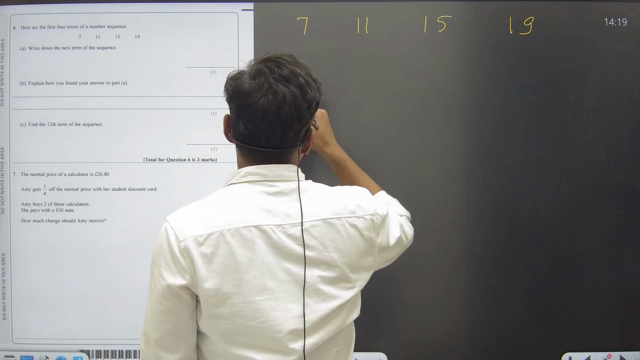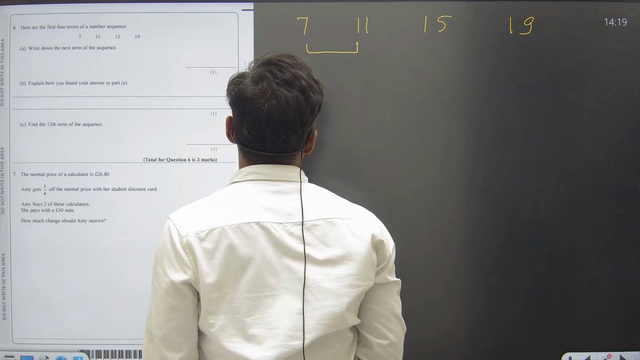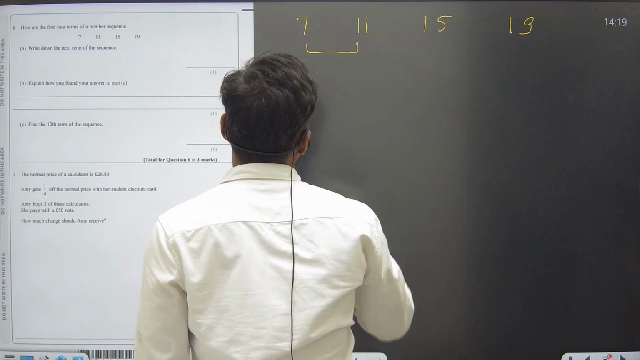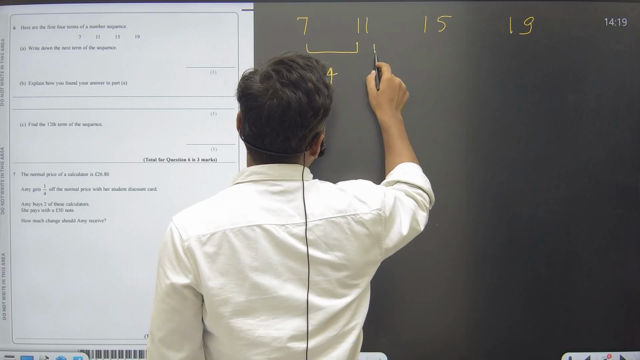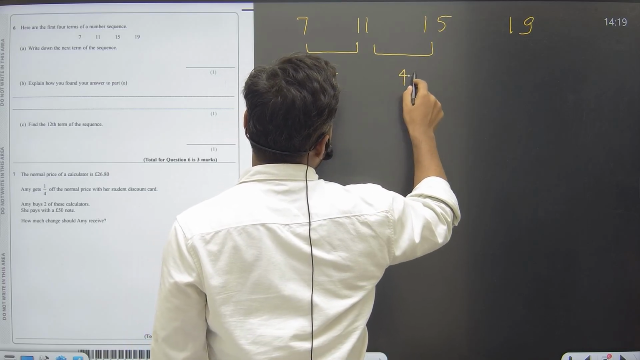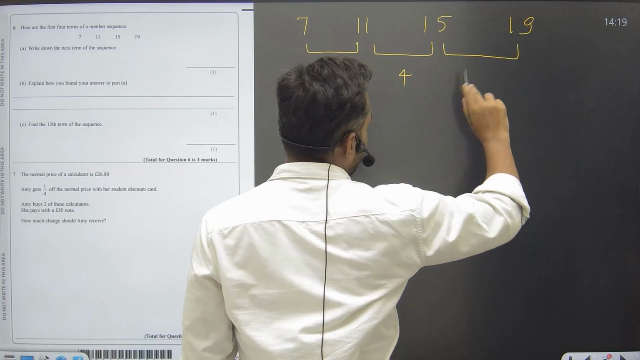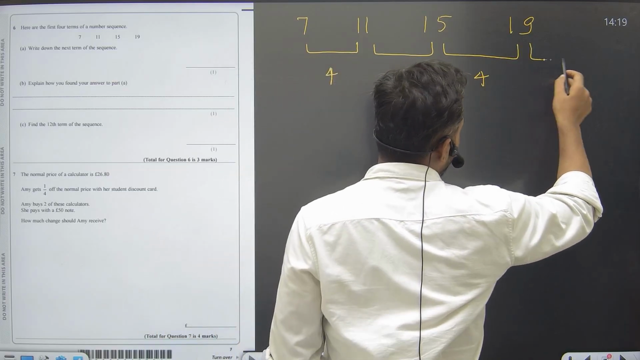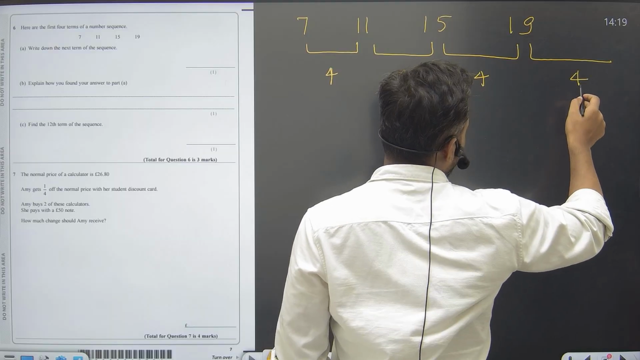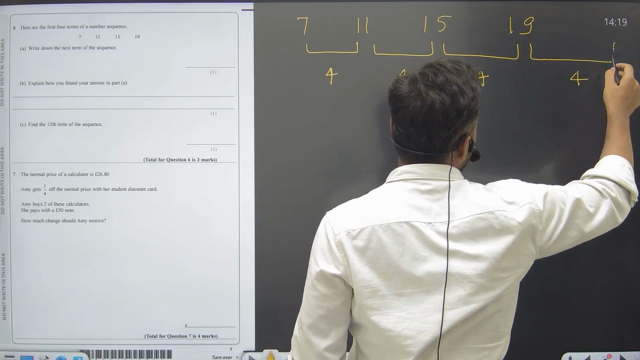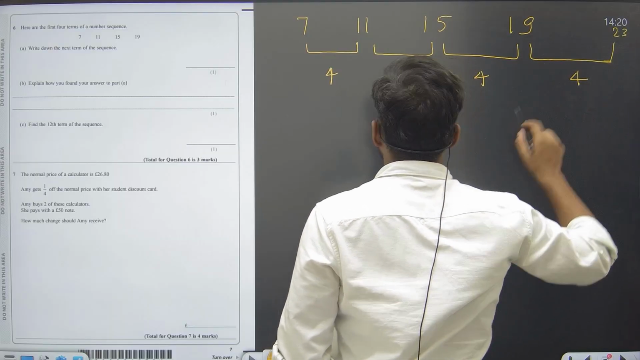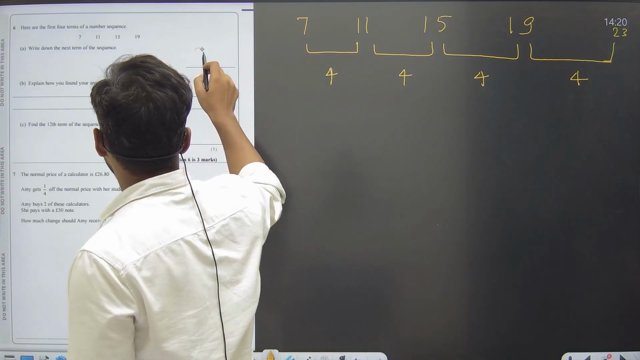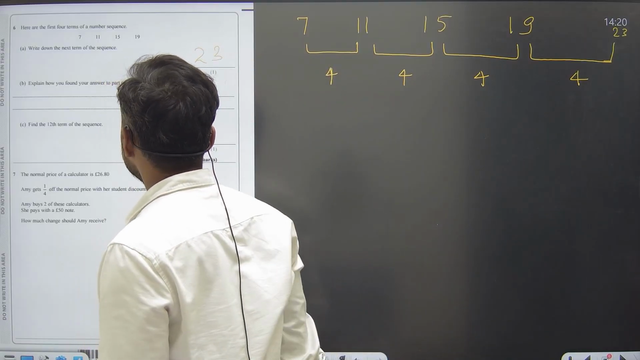We need to see what is the difference between 11 and 7. That is 4. Similarly, the difference between 11 and 15 is 4. 15 and 19, the difference between these numbers will be 4. So the next difference will be again 4. So we need to add 4 to 19. So what will we get? We will get 23. So the next term of the sequence will be 23.